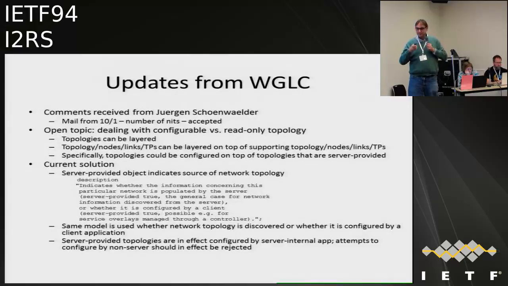expresses all topology information as configuration information. In this, we have a leaf object that indicates the source of the network topology, basically whether the object was populated by the server itself, by the network, or by a client application. Based on that, the implication is that an arbitrary client should generally not be allowed to change the topology that is populated by the network itself.